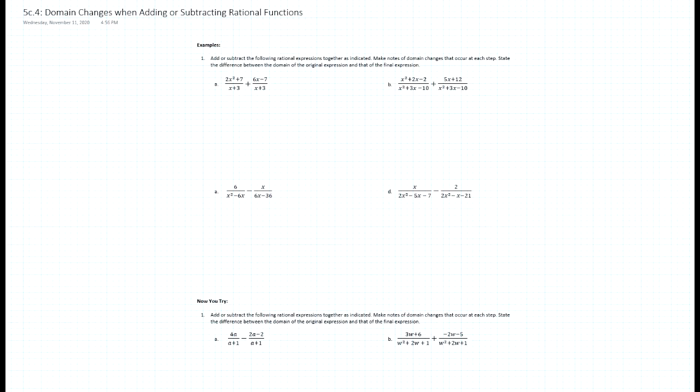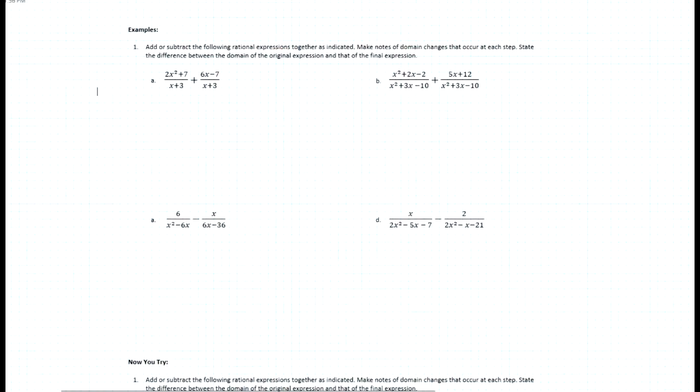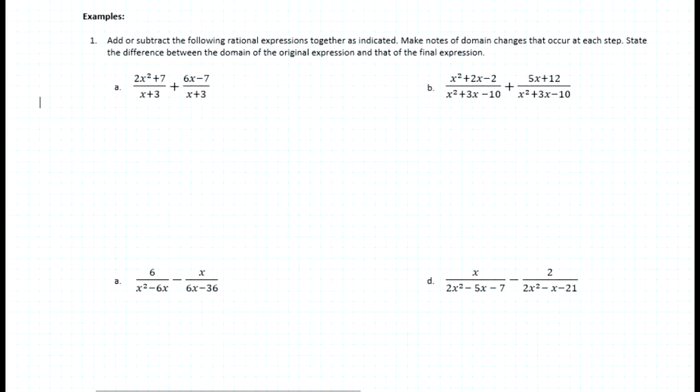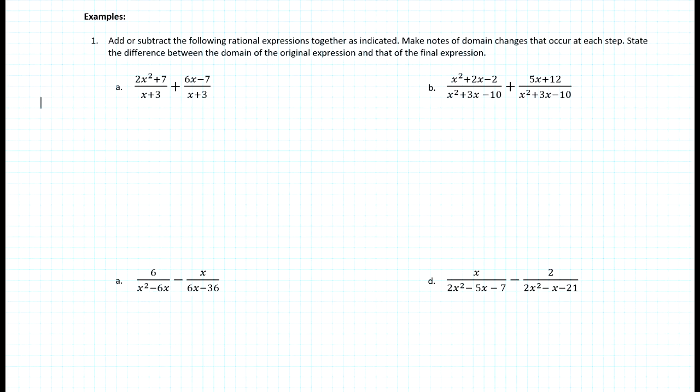Hello and welcome everyone. This is Noah, and in this video we're going to look at domain changes when we're adding or subtracting rational functions. All right, let's take a look at these examples. We want to add or subtract the following rational expressions together as indicated. Make notes of domain changes that occur at each step, and then we'll state the difference between the domain of the original expression and that of the final expression.